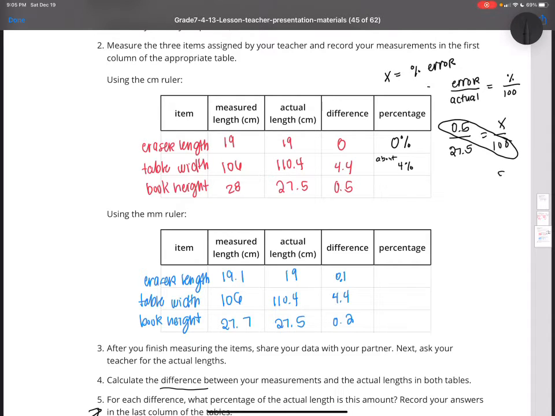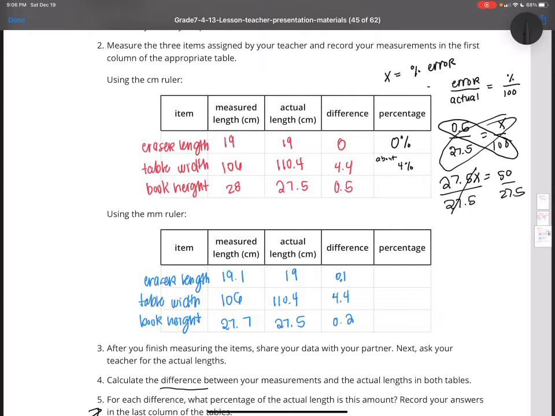And I get 50 is equal to 27 times x. And now I want to isolate my variable. Whatever you do to one side, you have to do to the other side. And it's going to be 27 and a half.